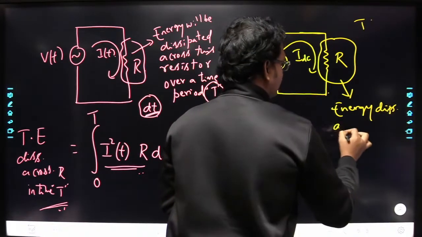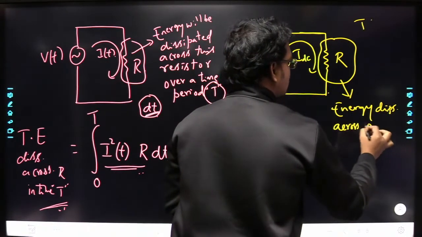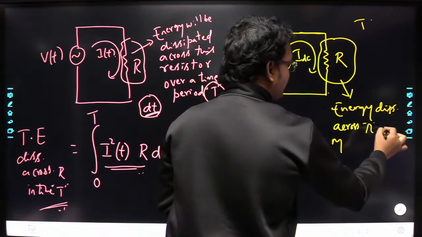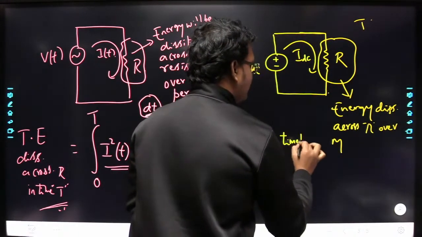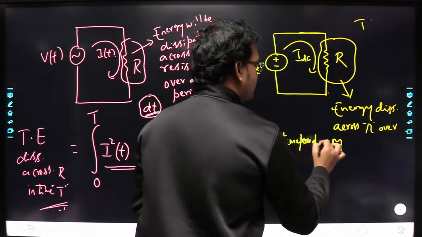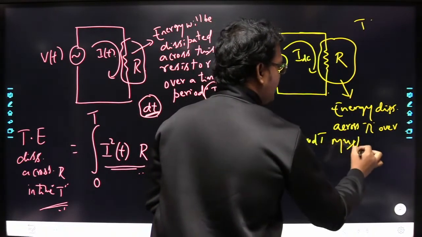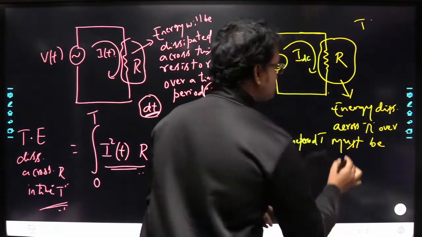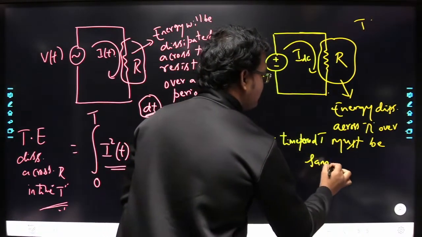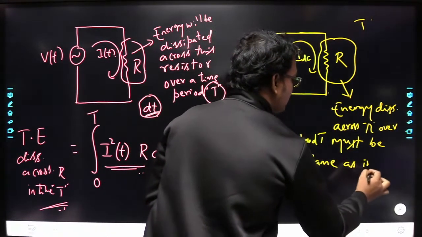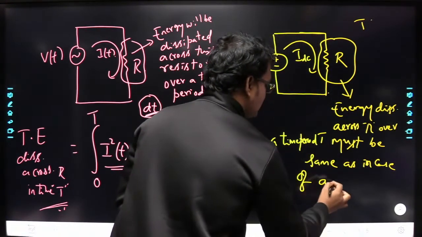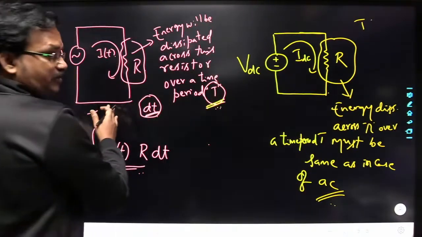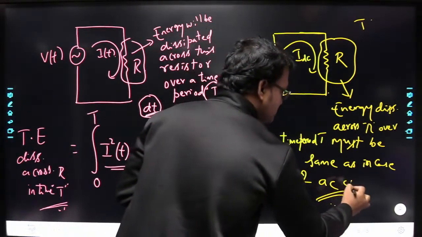across R over a time period t must be the same as what? Same as in case of AC. That means in this circuit here, in case of AC circuit.